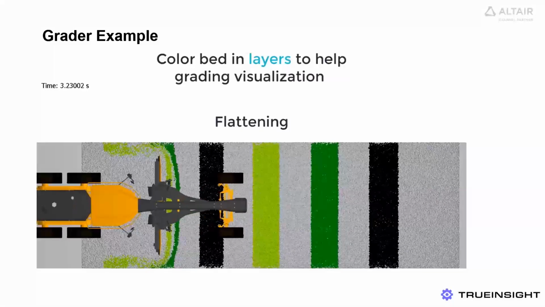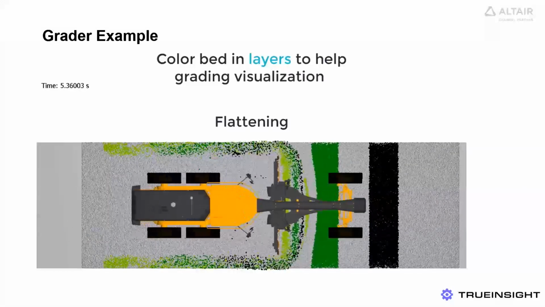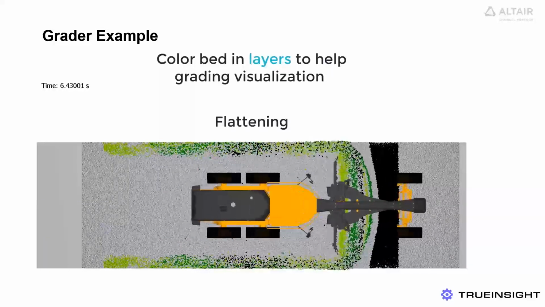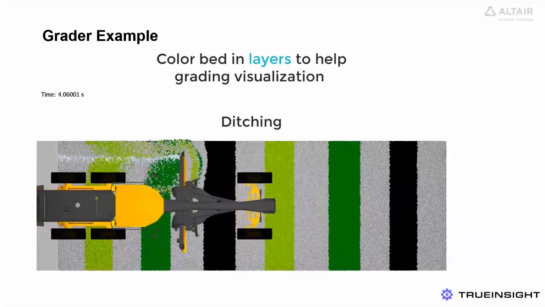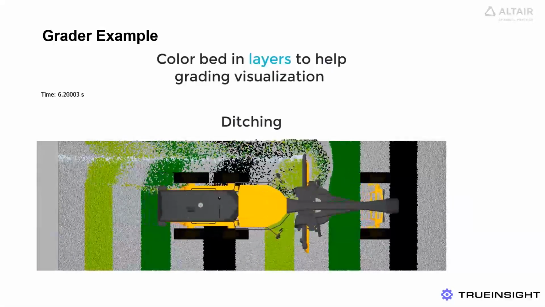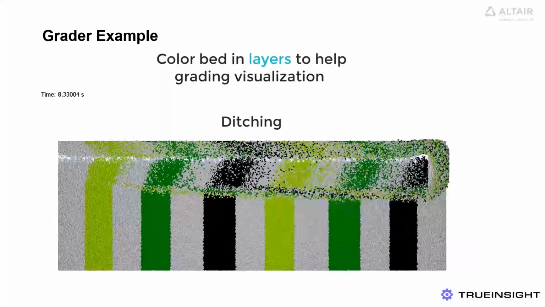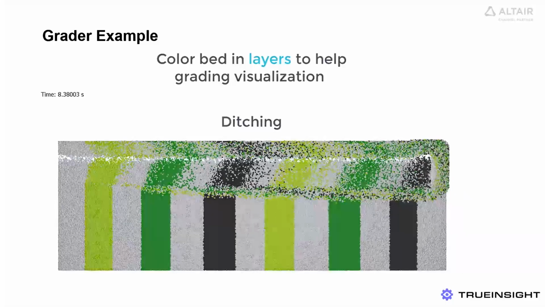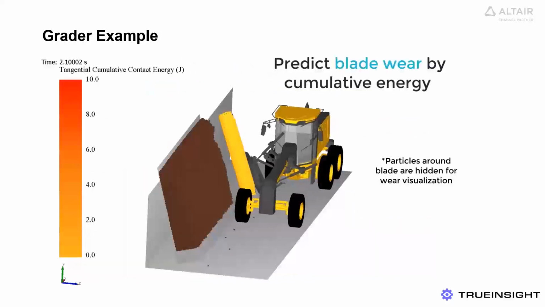Alternatively, we can color the particles by layer so that we can examine how different layers mix or interact with each other for a flattening and a ditching operation. And we can also color the particles based on the height or the position of the particle and how they move over time as the material is scraped away.